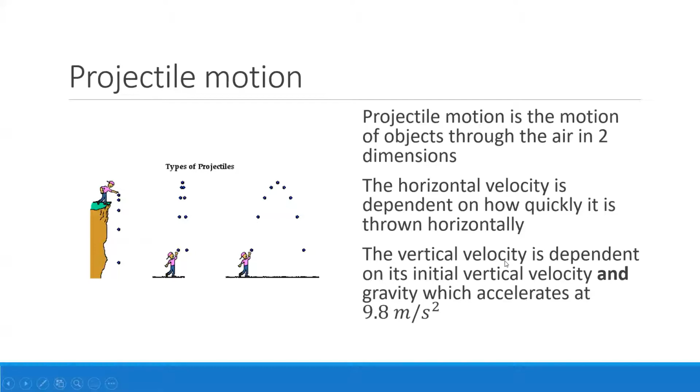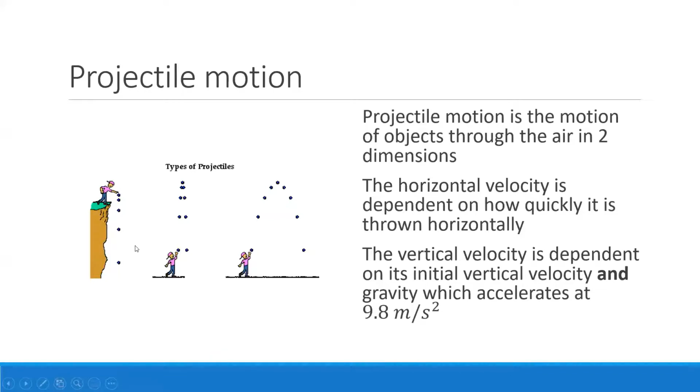It's actually completely independent of how much it was thrown up or down. The vertical velocity is dependent on the initial velocity, so it's dependent on how high you threw it, but it's also dependent on gravity, which accelerates at 9.8 meters per second squared. That is the acceleration of gravity. If it doesn't say in a question, then that's what you would assume it is.